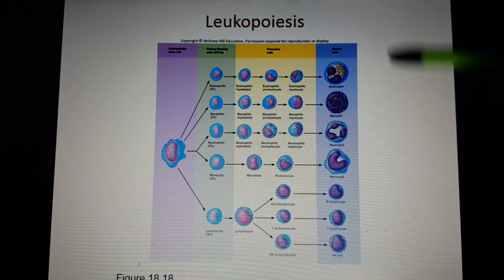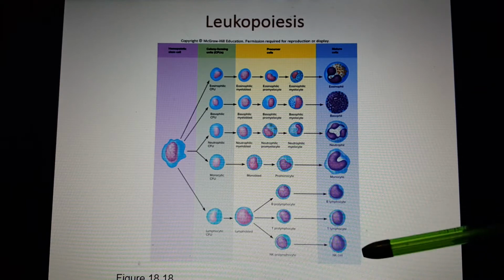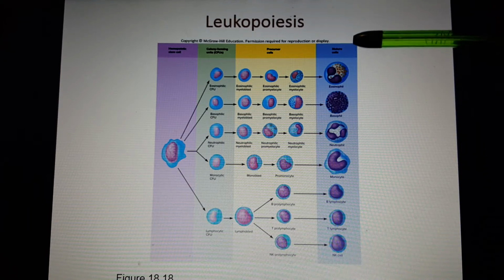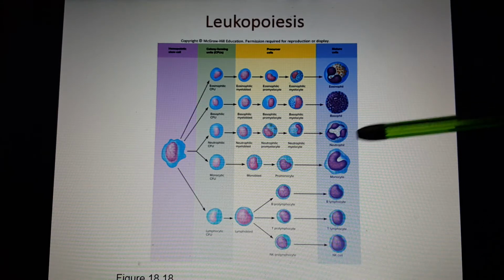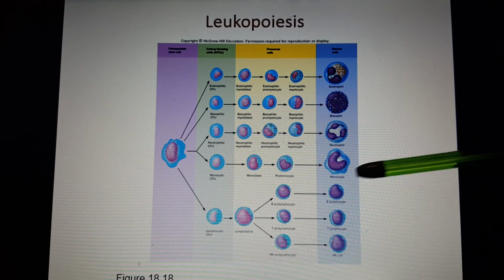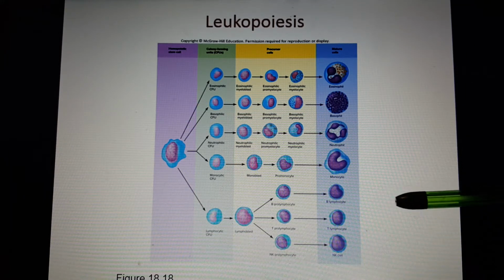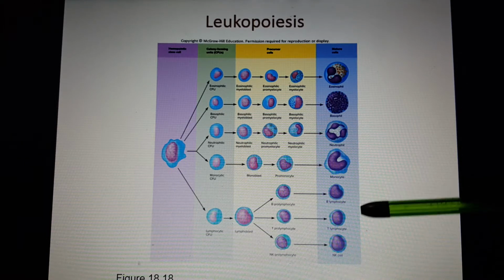I do want to point out here, of course you guys can count and realize that this is more than 5 cells for your leukocytes. Up top you have your eosinophils, basophils, neutrophils, and monocytes, and then these last 3 are three different types of lymphocytes that we'll cover in the next module. They have different functions: a B lymphocyte, a T lymphocyte, and an NK cell.